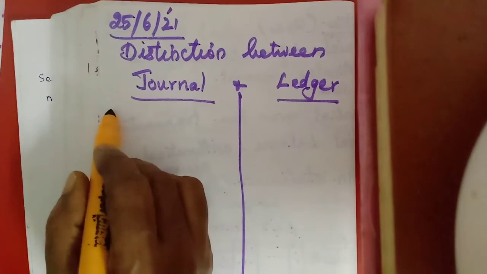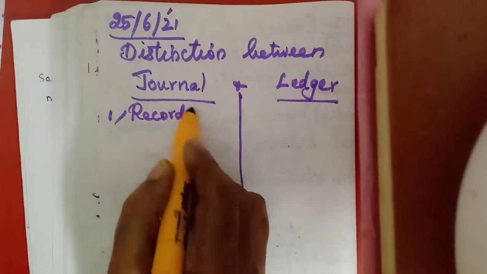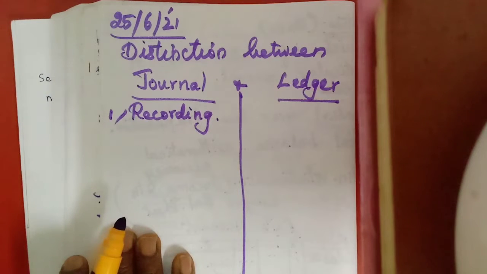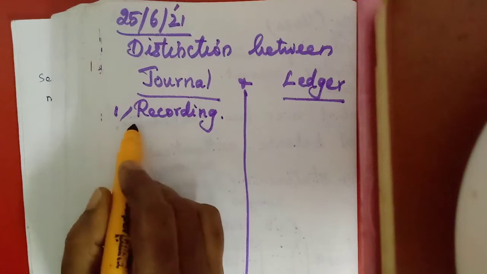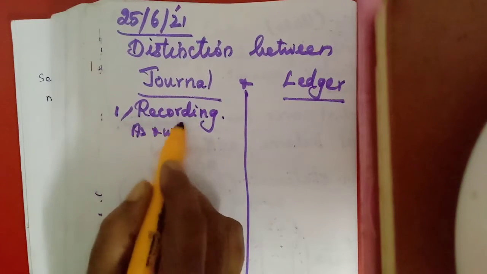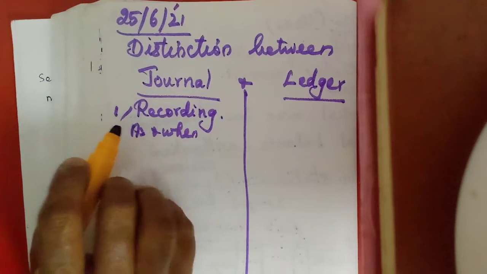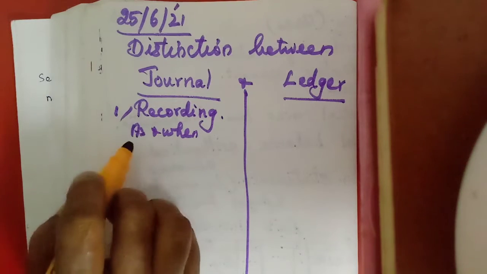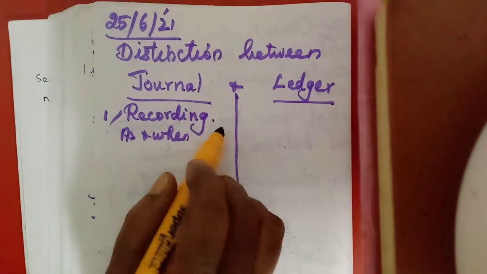Okay, the first one is recording. In recording, how do we record? When we record, as and when the transactions take place. Whenever the transaction takes place, we prepare the journal entries. Now we have made cash sales. Immediately we will make cash sales or cash purchases. So as and when the transactions take place, the journal entries will be prepared.